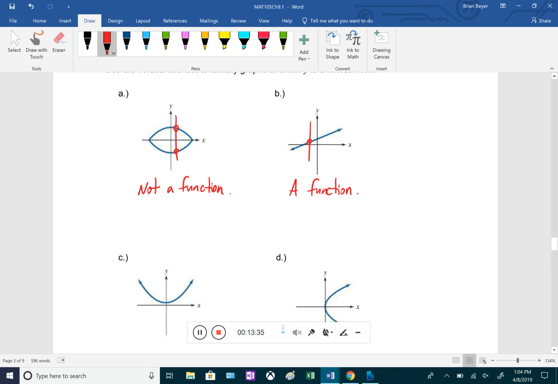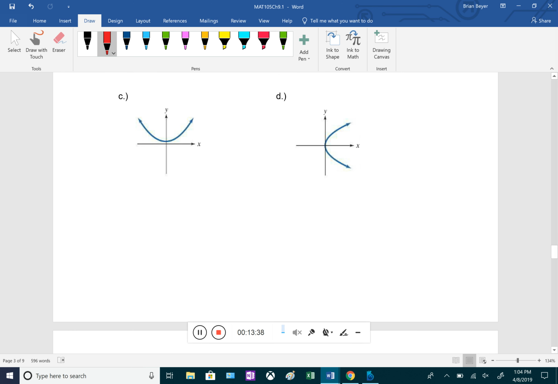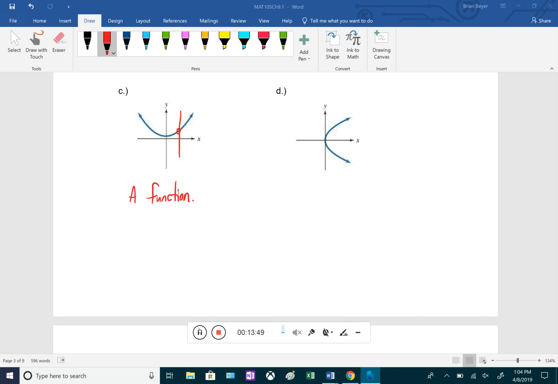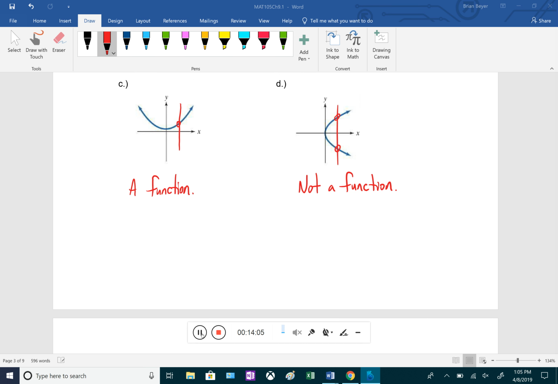And for C, on the left here, it looks kind of like a U. Drawing a vertical line anywhere, we see that it intersects only one spot. So this is a function. For the one on the right, similar shape to the one that we just did, but on its side, when we draw a vertical line, it will intersect at two spots, so this is not a function. Okay, so that's the vertical line test, relatively simple. If a vertical line drawn anywhere intersects more than one spot on the graph, that graph is not a function.